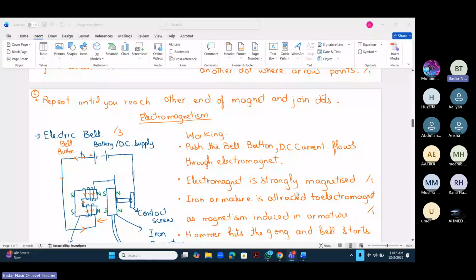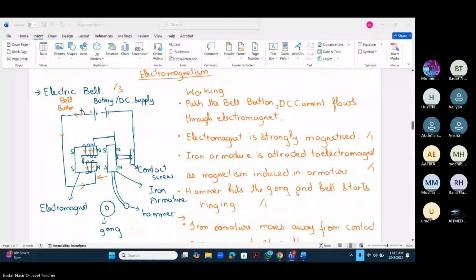Then we talked about the electric bell. Electric bell key diagram will be given to us in the exam. We just need to know okay, how it works. So this is an electromagnet. Electromagnet is made from iron. Electromagnet के around हमने copper के coils की winding की हुई है.